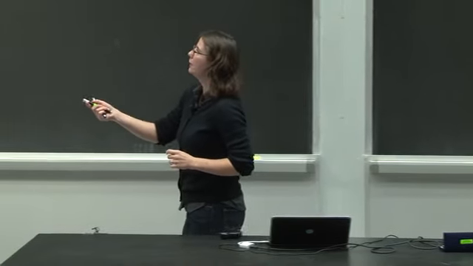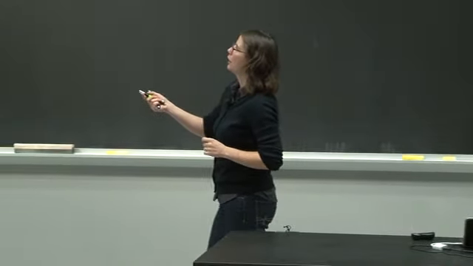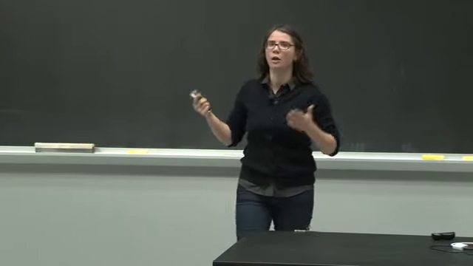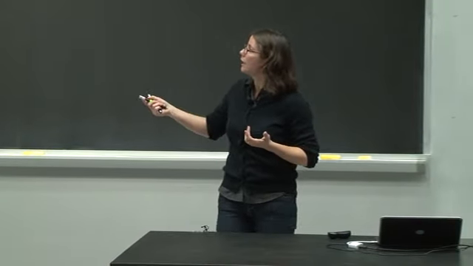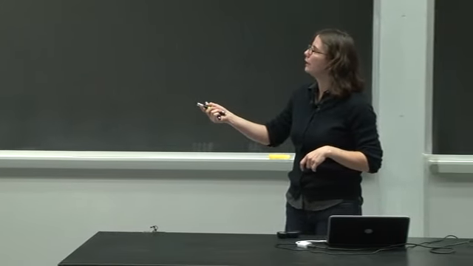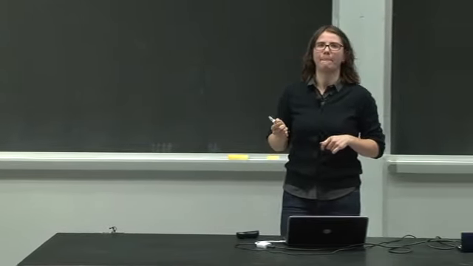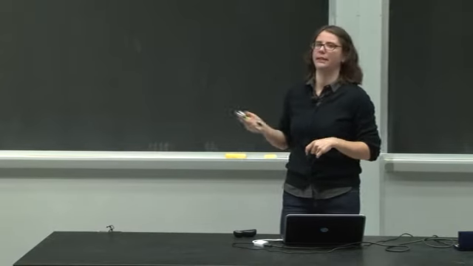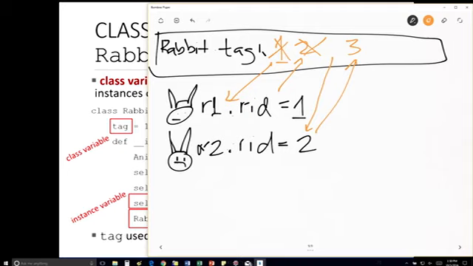The big idea here is that class variables are shared across all the instances, so they can all modify them. But these rids, these instance variables, are only for that particular instance. So r2 can't have access to r1's ID value, nor could it change it across all of the different instances.